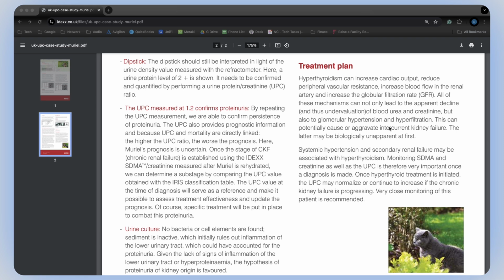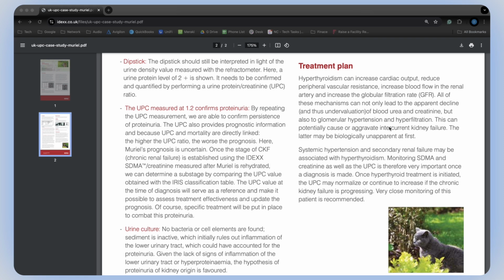So her systemic hypertension and secondary renal failure may be associated with hyperthyroidism. So what do we do? We're going to monitor that SDMA and that creatinine as well as the UPC. And overall, if we can monitor those things and figure those out, then that can kind of lead us to what is the main cause of this. Once the hyperthyroid treatment is initiated, the UPC may normalize or continue to increase if the chronic kidney failure has progressed.